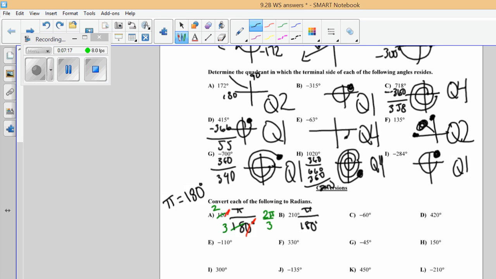Okay, cancel your zeros and then you have 21 over 18, and something goes into 21 that also goes into 18. I think it's a 3. So 3 would go in here leaving 7 and 3 would go in here leaving 6, and so this answer is 7 pi over 6.